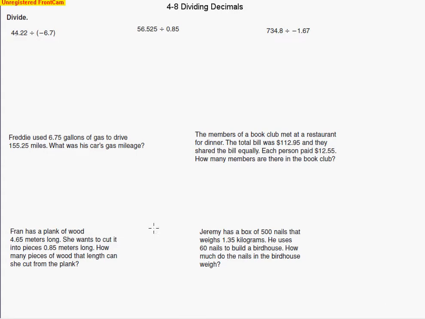Today we will be dividing decimals. So let's take a look at our first problem. It's 44 and 22 hundredths divided by negative 6 and 7 tenths.